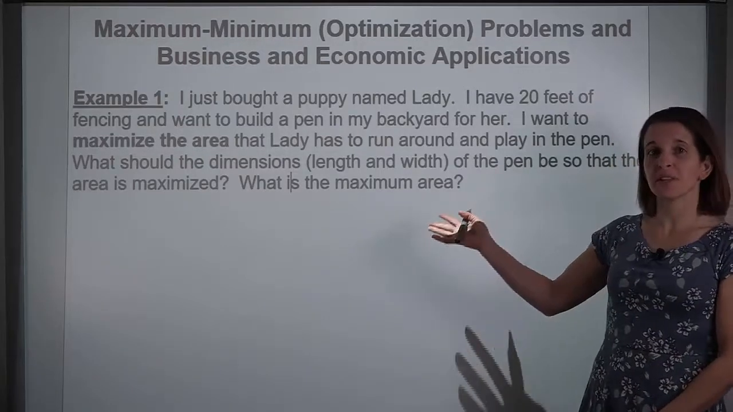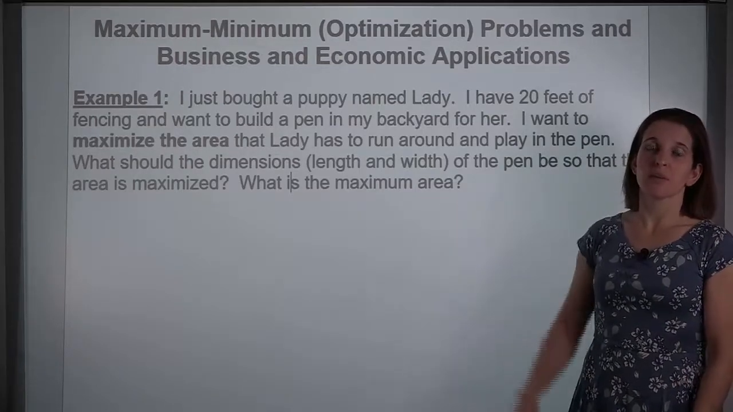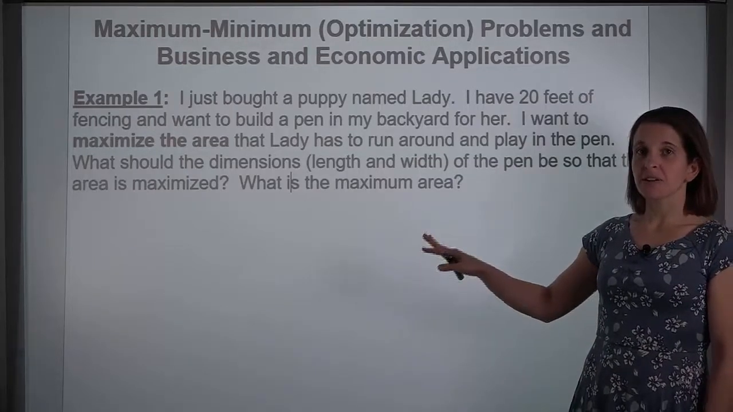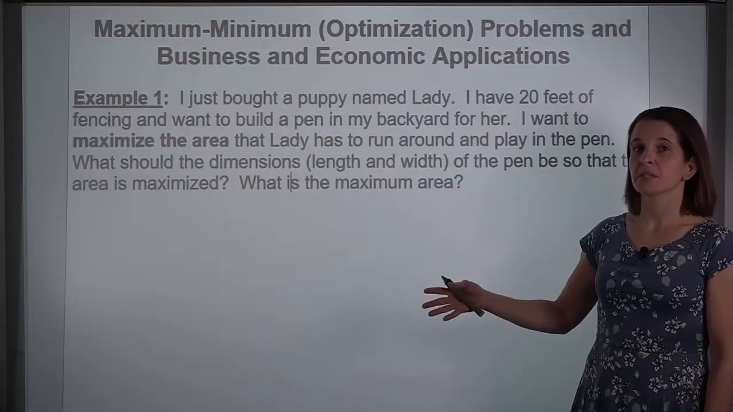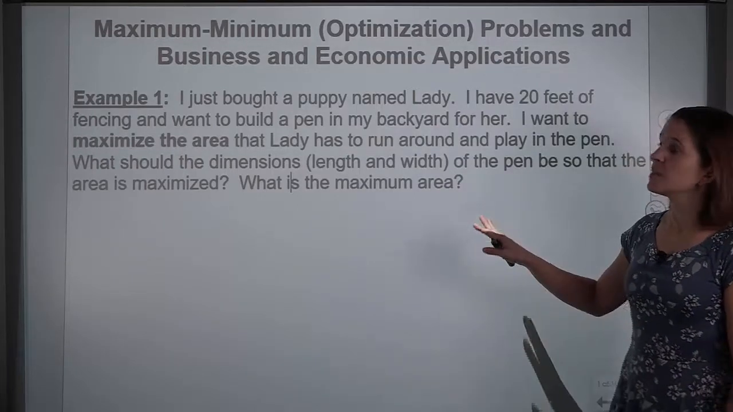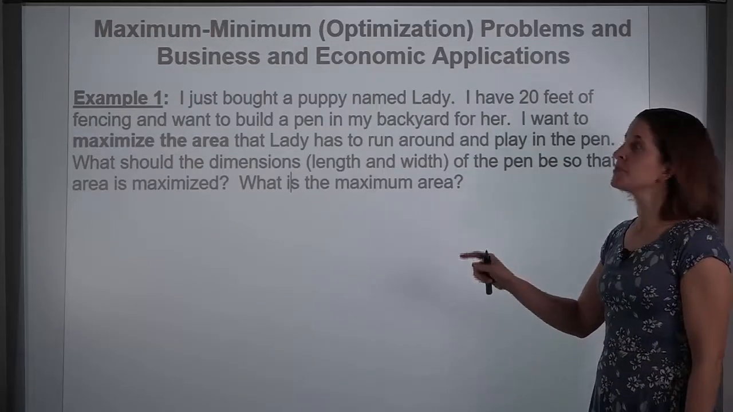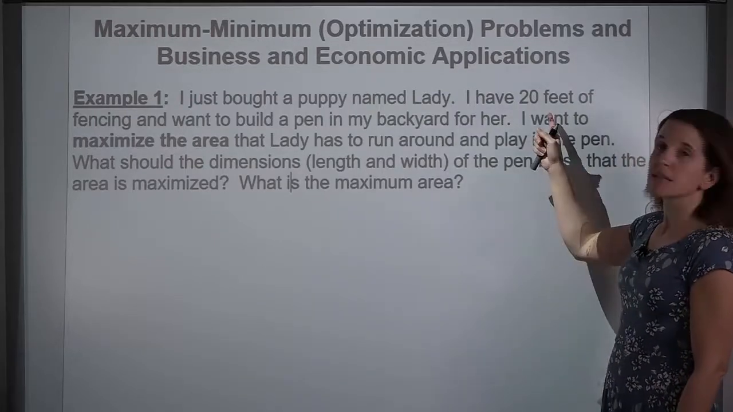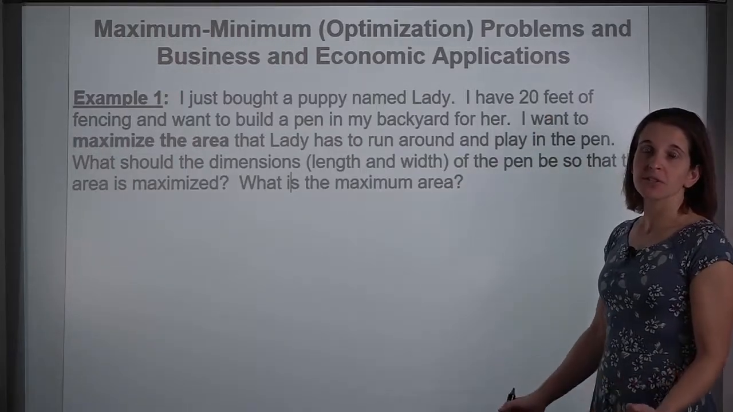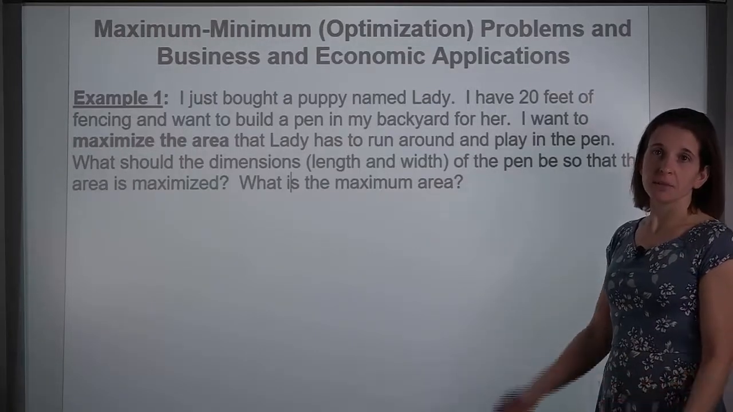So I'm going to open with an example just to show you how one of these works, and then we'll talk about that strategy and look at some more problems. This one is very basic, but I will build up and have selected some that are more difficult to help you with your homework. So in this problem, I'm trying to build a fence for my new puppy Lady, and I have exactly 20 feet of fencing available in order to make this. And the question is, how should I orient that fencing to make the area as big as possible?